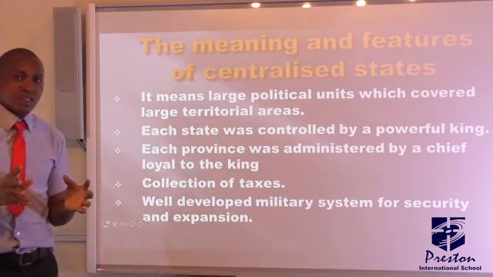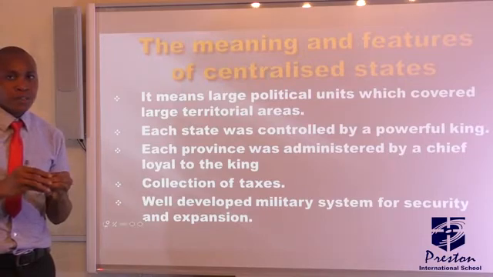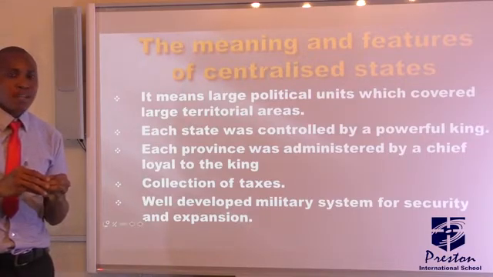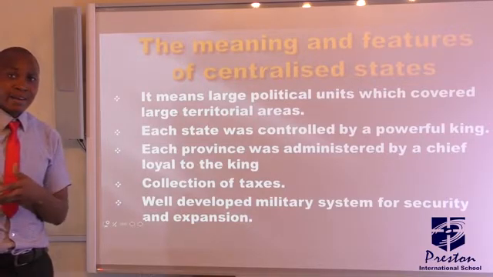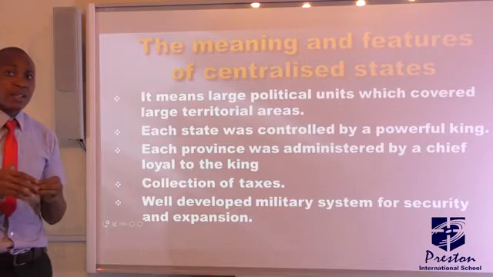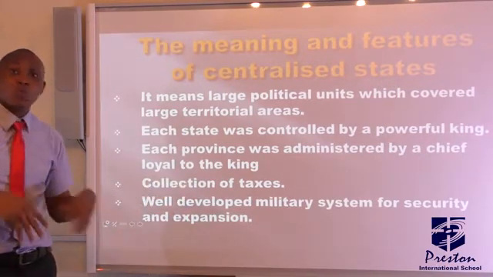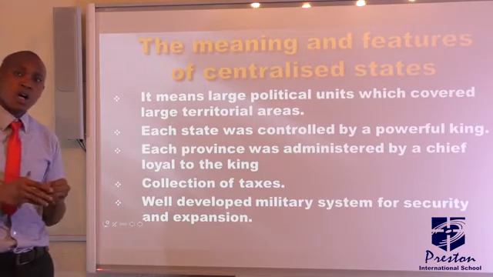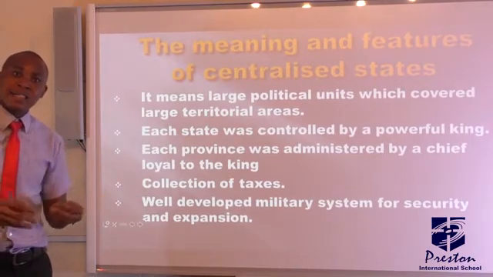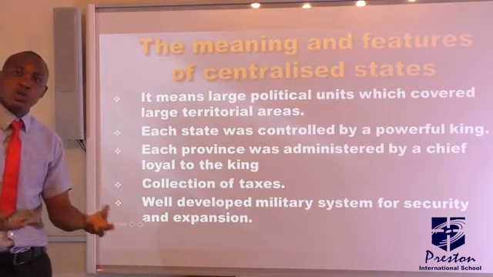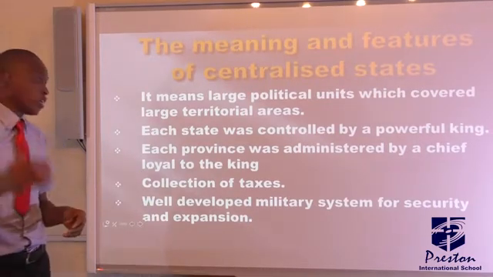Collection of taxes was another main feature of centralized states. That was why when the British came, it was easy for them to use indirect rule in the western part and also in the northern part. Why? Because the collection of taxes was a major point. The people then were familiar with this system. So when the British introduced it, it was not strange to them, unlike the eastern region, where it was a war.